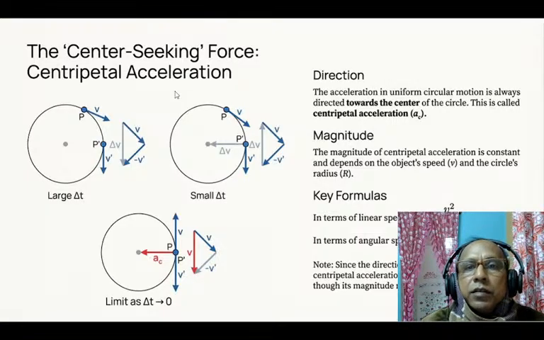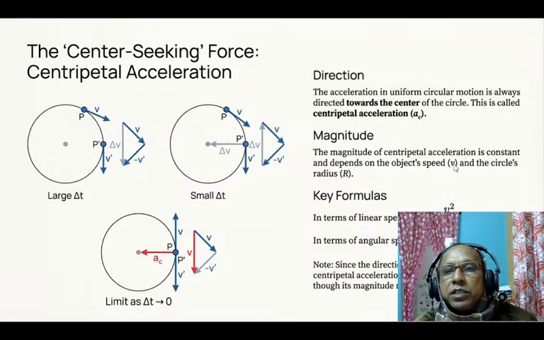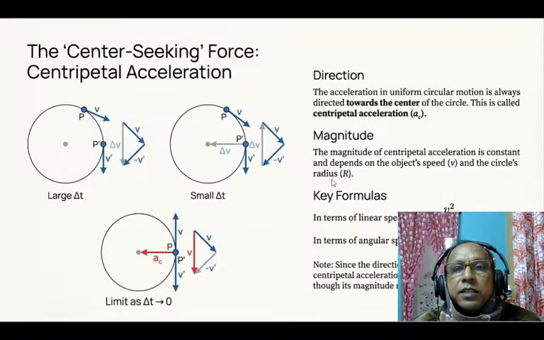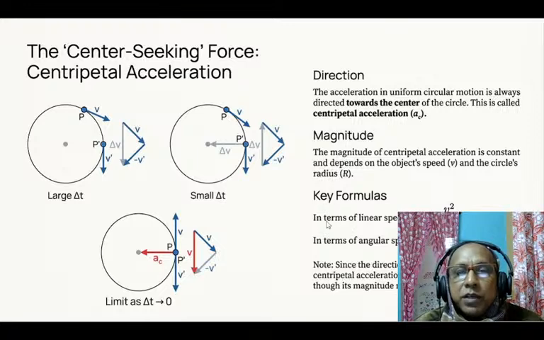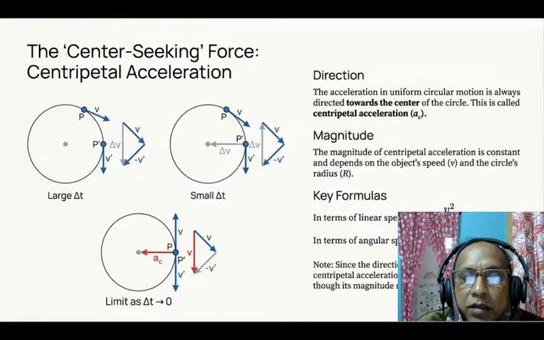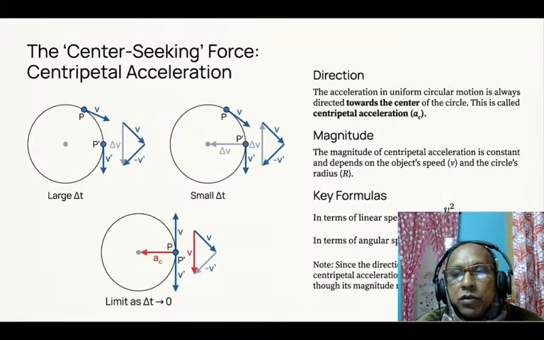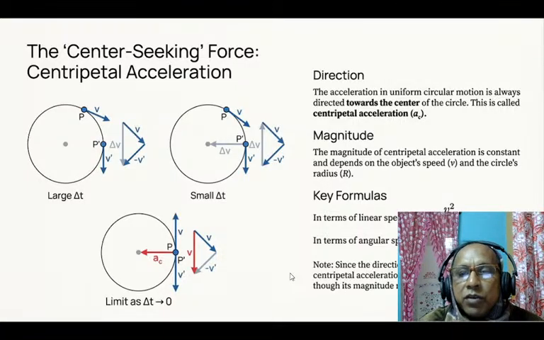You see here the direction: the acceleration in uniform circular motion is always directed towards the center of the circle. This is called the centripetal acceleration. Magnitude: the magnitude of the centripetal acceleration is constant and depends on the object's speed and the circle's radius. Key formula: in terms of linear speed, centripetal acceleration equals v square by r. In terms of angular speed, it equals omega square r. Note, since the direction is always changing, centripetal acceleration is not a constant vector, even though its magnitude may be constant.